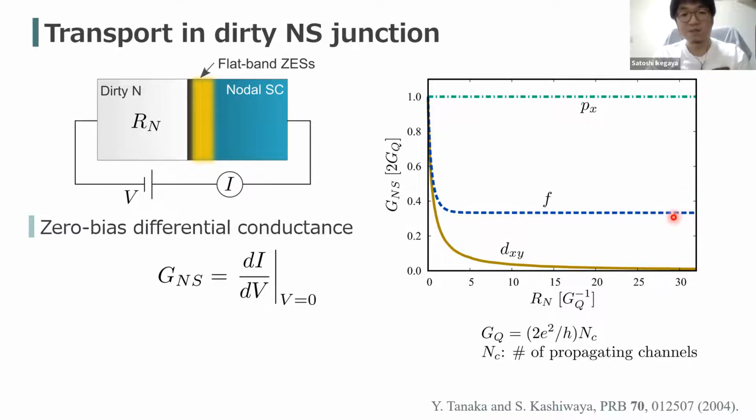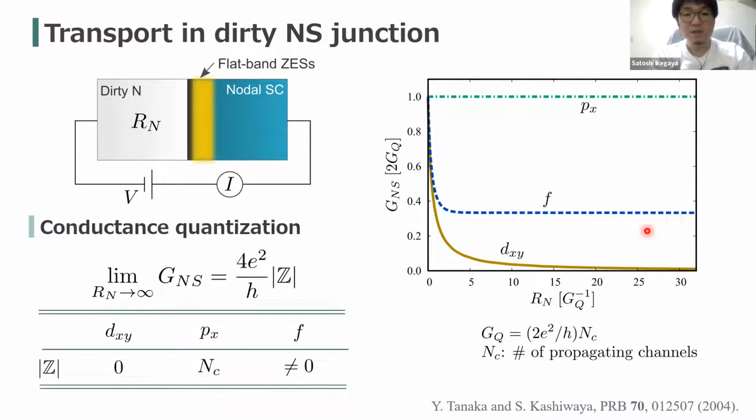Summarizing these facts, we can now realize that the zero bias differential conductance in the dirty limit is quantized like this. In the case of D wave, the index Z here is 0, but the index Z for the PX wave is non-zero. NC represents the number of propagating channels in the junction. In the F wave case, the index Z is non-zero, but less than NC. So why does this kind of very surprising quantization phenomenon occur?